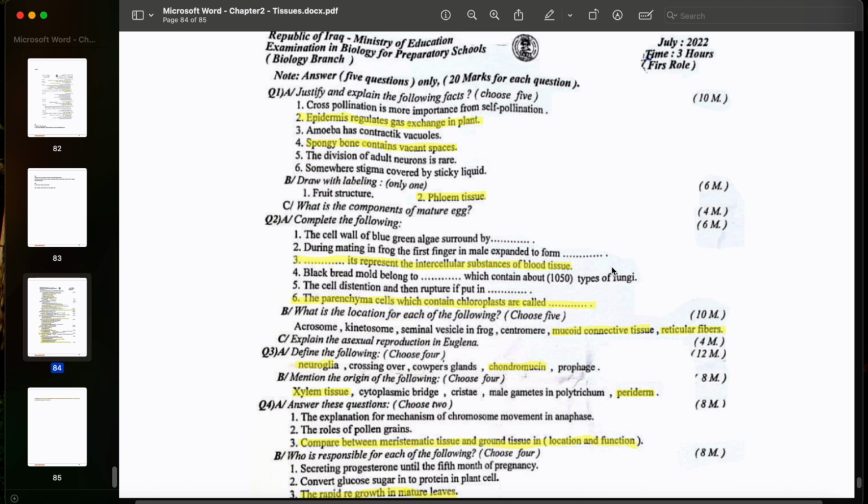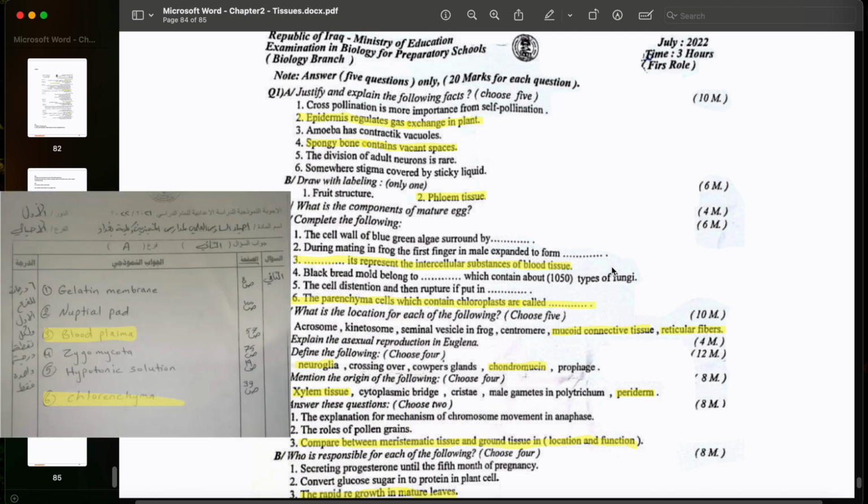Anyways, so what represents the intercellular substance of the blood tissue? We've already discussed this. I've said that too many times. I said the blood plasma. The blood plasma is considered the intercellular substance of the blood tissue. It's a cell-free structure. It does not contain cells. They are not considered cellular components, okay? So they're intercellular.